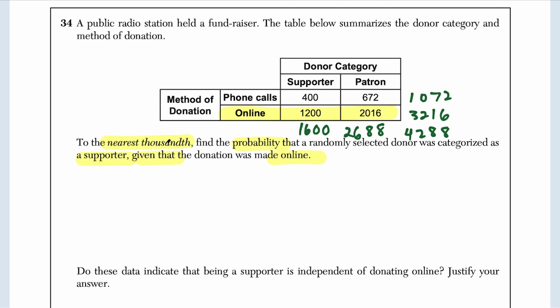So now, once again, we want to find here the probability that someone was categorized as a supporter, given that the donation was made online. So that's this row once again, and there are 1,200 supporters out of how many people are there online altogether? That was 3,216. But now, if we want to use nice notation here, we're calculating the probability that someone is a supporter given that the donation was made online. So this notation here, if we write P parenthesis S with this vertical slash and then O, means probability that someone is a supporter given that they donated online. And that's equal to this value here.